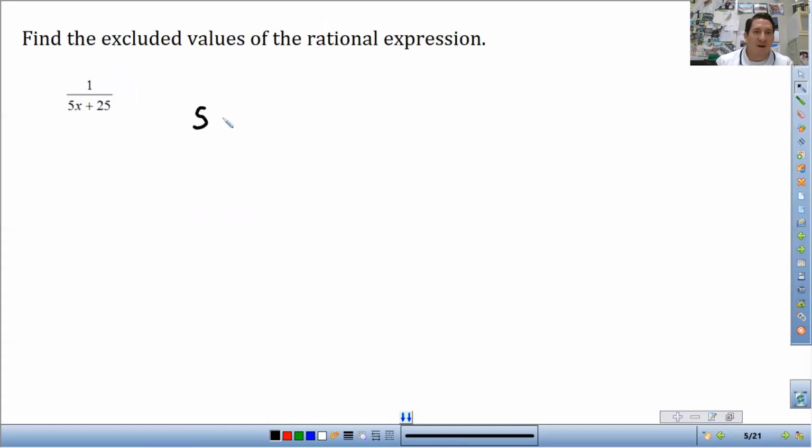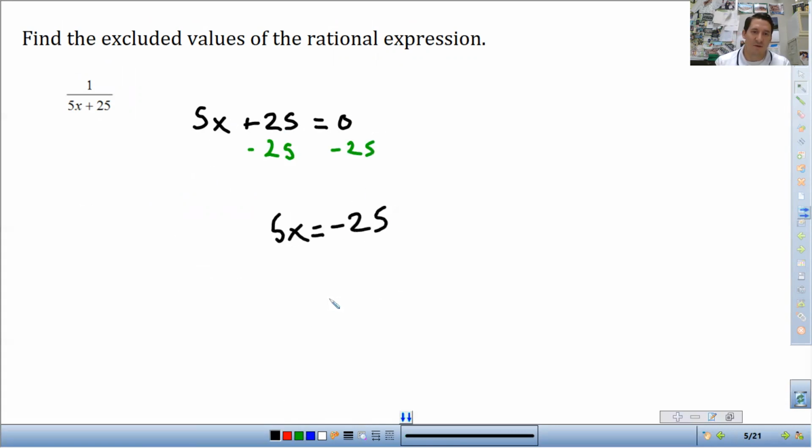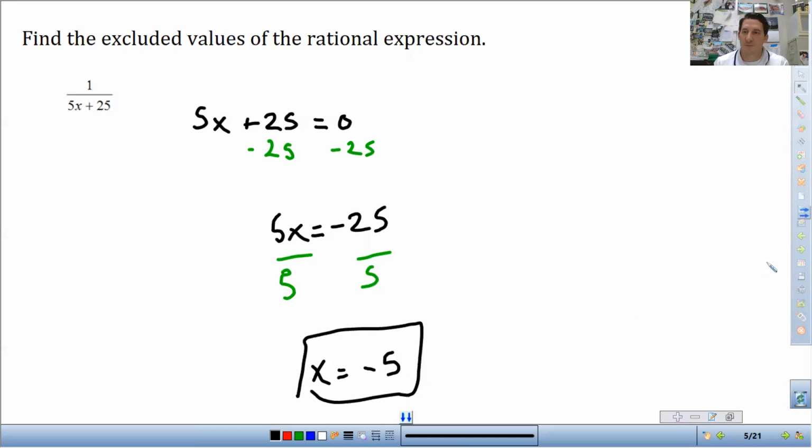This one here, so we have 5x plus 25 is equal to 0. This one, you could factor out a 5, but it's not necessary to solve. So just take the denominator, set it equal to 0, and solve. So the last step here, I'm going to divide by 5. Get x is equal to negative 5 is the excluded value.